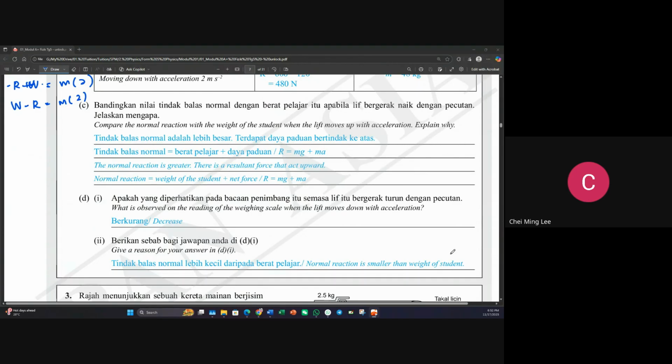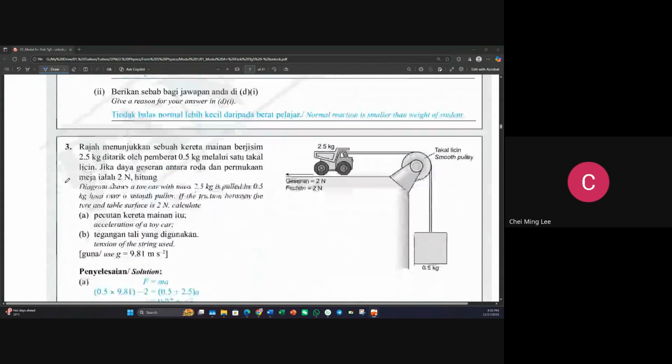So when R is greater than W, it means that the total weight is heavier. When R is less than W, the total weight is lower. So that's why when the lift goes down, your weighing scale reading is smaller. Can you understand? Cindy, do you understand? Okay, now, so let's see.